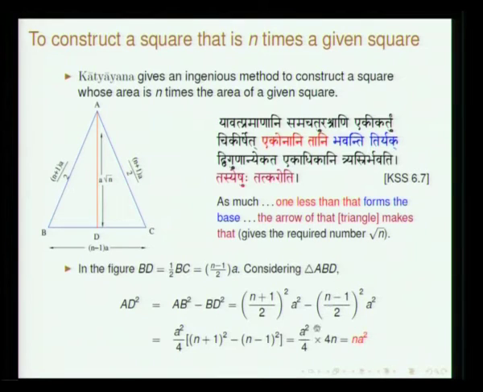When we put it in the form of an algebraic equation, in this figure, BD is equal to half of BC, that is n minus 1 by 2 into a. We consider this triangle ABD. Okay. Then the equation is this. AD square is the difference of these two, and AB is n plus 1 by 2 into a the whole square, and BD is n minus 1 by 2 into a the whole square. The difference of these two squares basically is n a square, which is AD square.